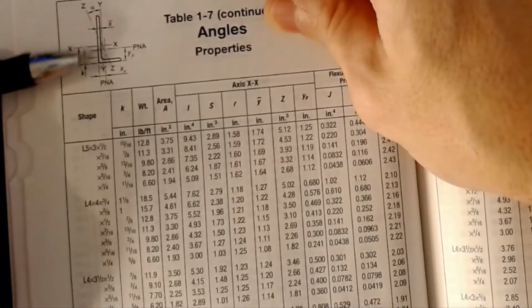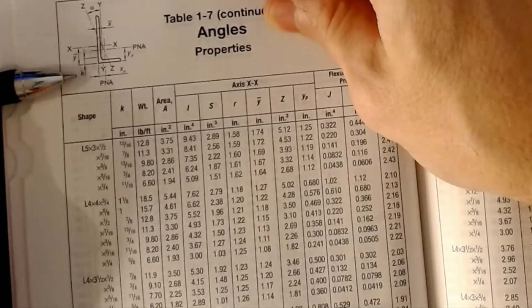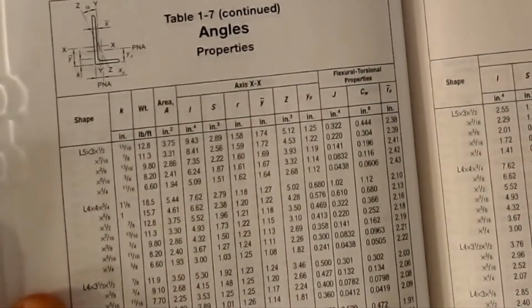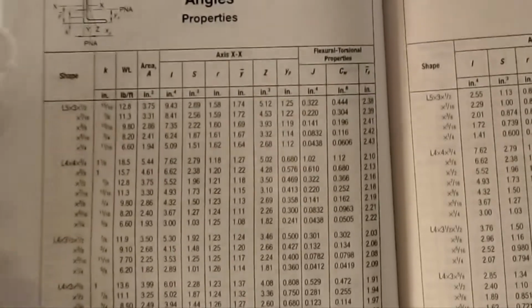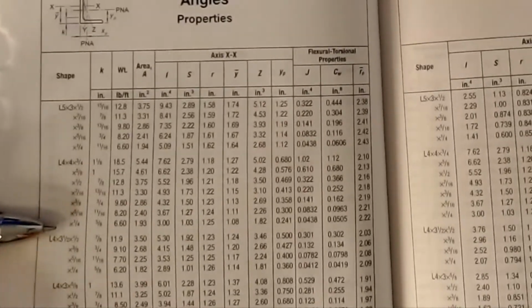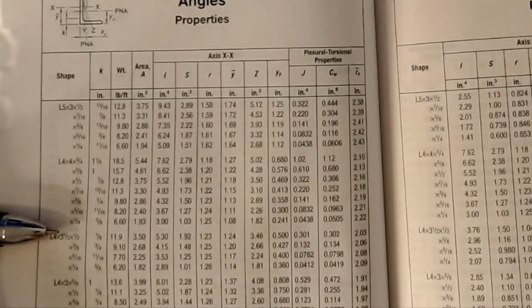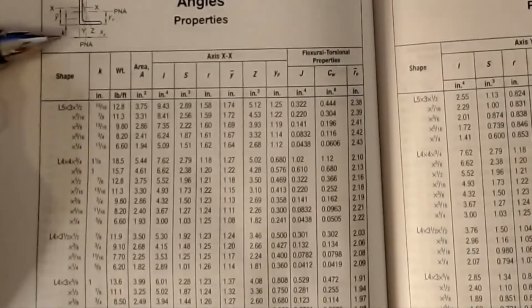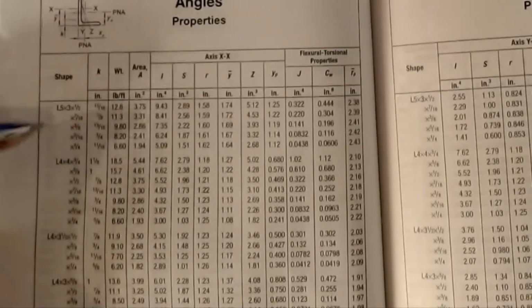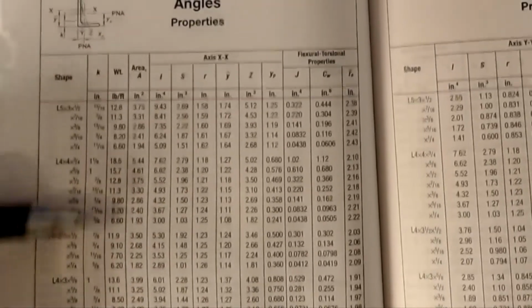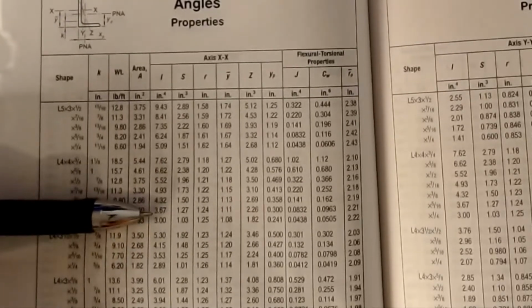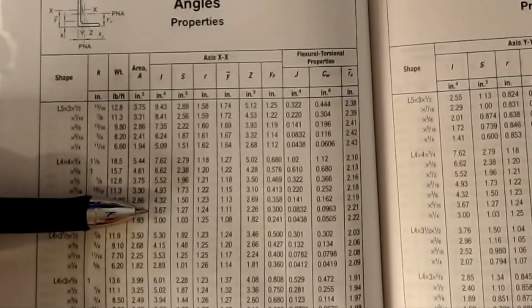So now we have to have extra information that tells us where this centroid is located. Okay, and you'll see that over on the other page when I show it to you. So let's go look at our L4 by 4 by quarter. That's the bottom of here. Okay, and so we have, once again, this K dimension is that radius that we talked about. Inside this corner, there's a radius. Okay, so we need that dimension. We have the weight per foot. Okay, we have the area, and then we get into some of the section properties associated with this.